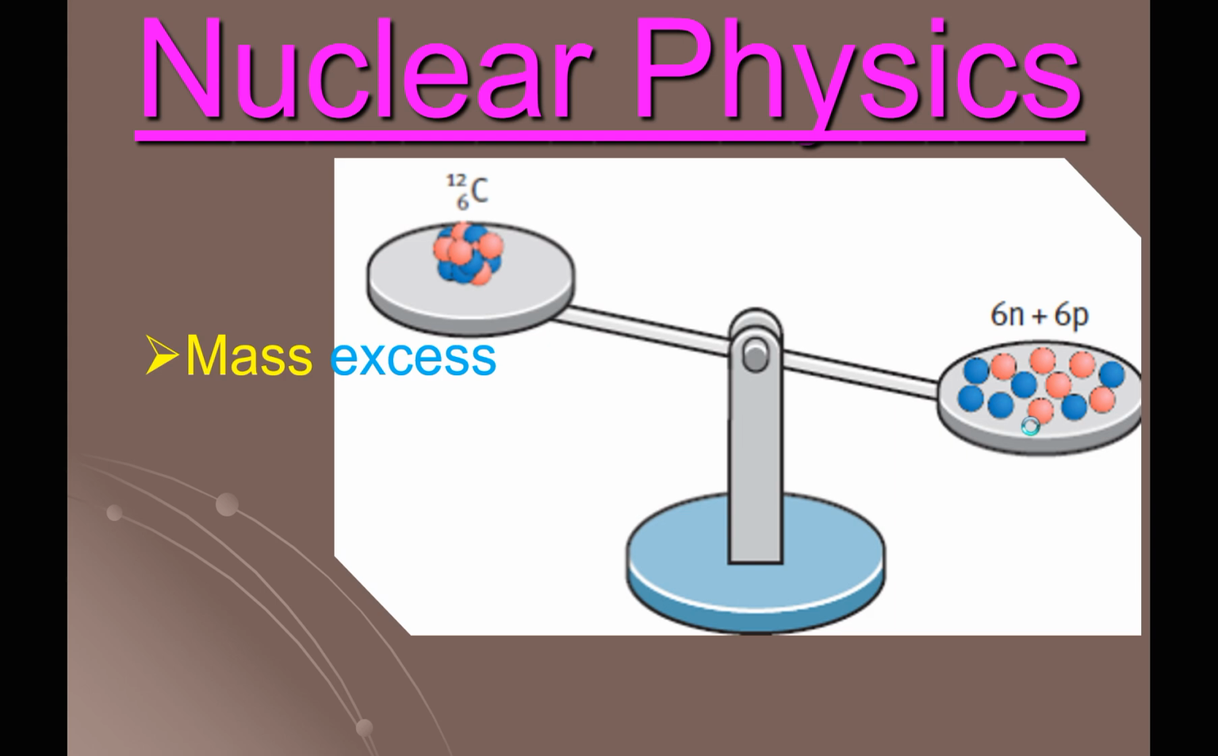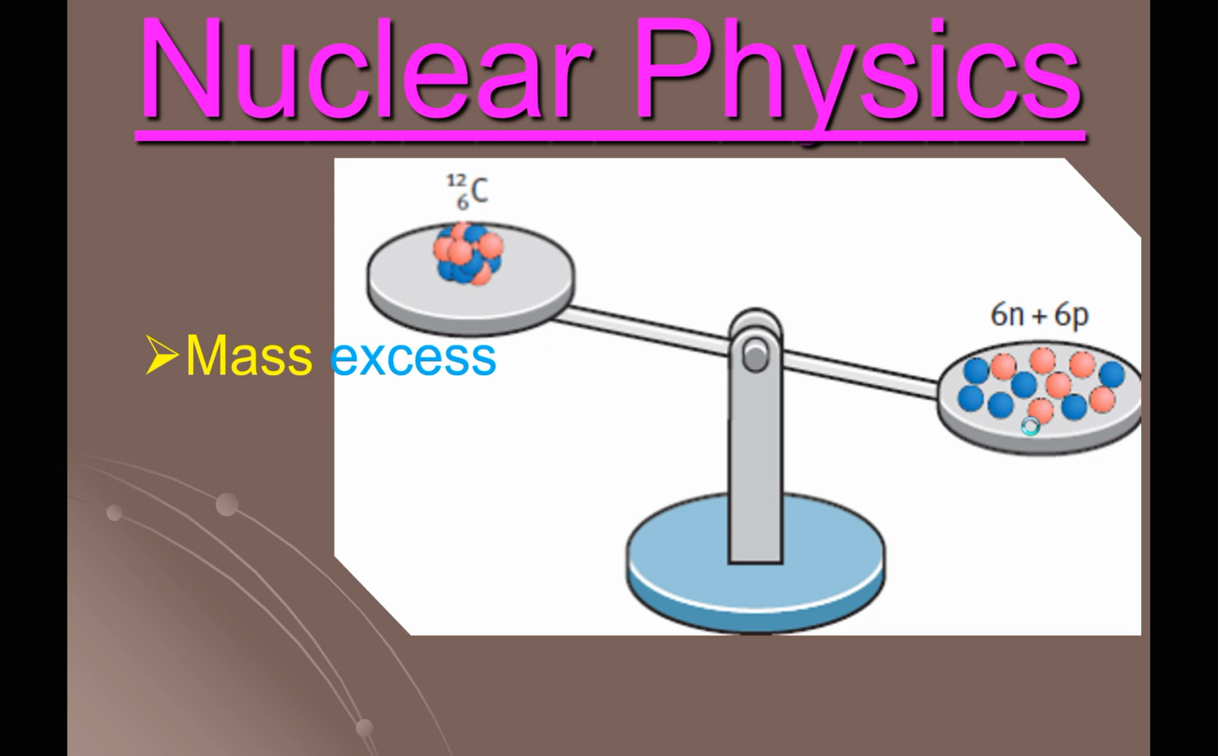When the stable nucleus and the respective component nucleons are put on a scale, as demonstrated by this picture here, the balance is observed to tip to the side of the component nucleons, as shown by this picture here. So the question is why should the balance tip towards the side of the 6 protons and the 6 neutrons, which are the nucleons that were got from the carbon-12 nucleus?